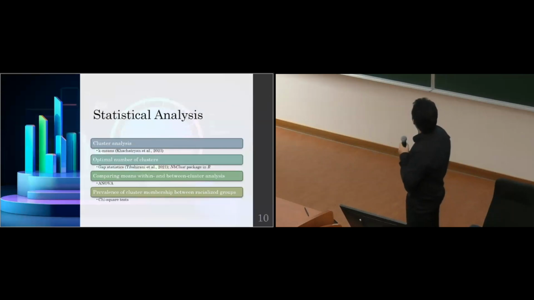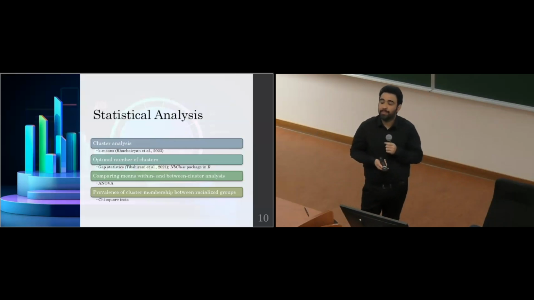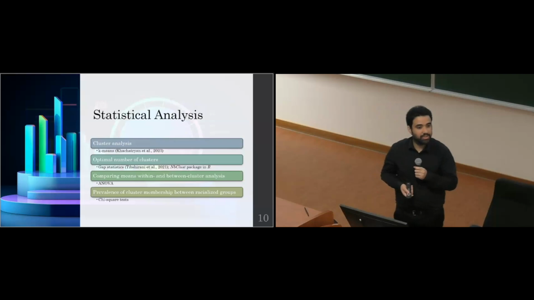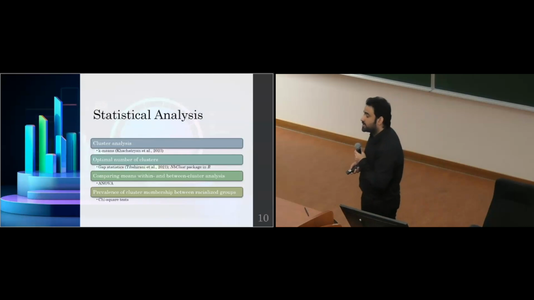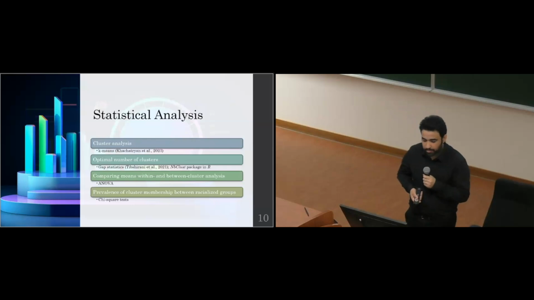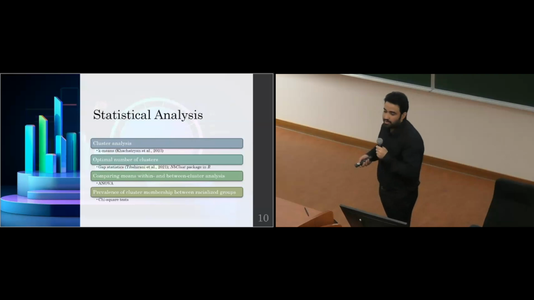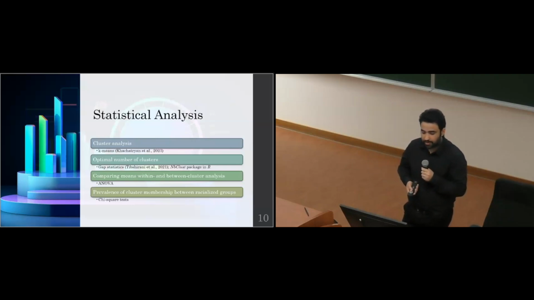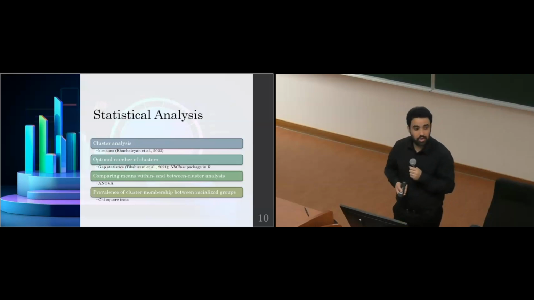And this is the statistical procedure that we use in the current study. To satisfy the first purpose of this study, which was to use a person-centered approach, we use a cluster analysis using k-means. In order to determine the optimal number of clusters, we use gap statistics. To compare the means within and between the clusters, we use a series of ANOVA tests, and as a follow-up to test the prevalence of cluster membership between the racialized groups, we use a chi-square test.